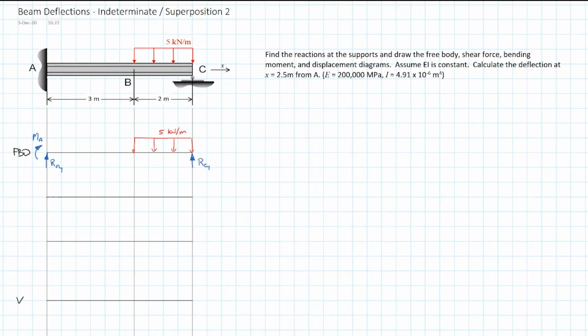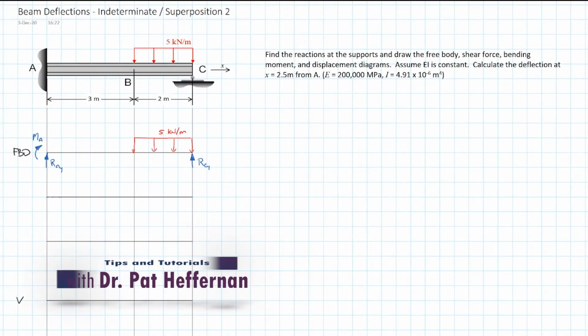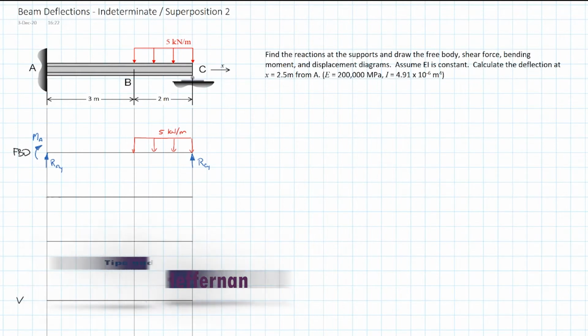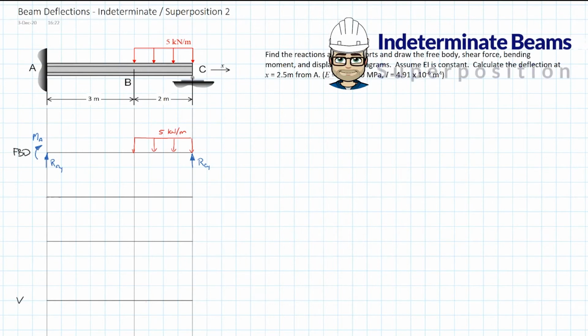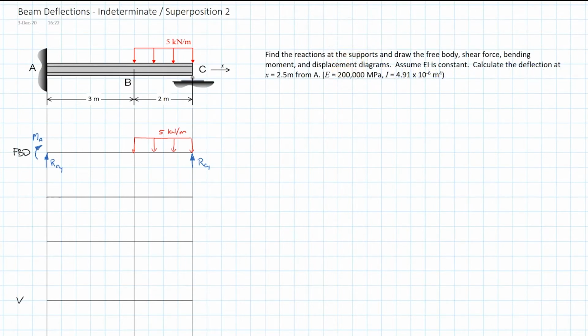So today we're going to go through a quick example of using superposition and our beam tables, beam deflection tables if you will, to calculate the reactions for a statically indeterminate beam using the method of superposition. And from there we'll just go ahead and do the shear force bending moment diagrams and some extra calculations.